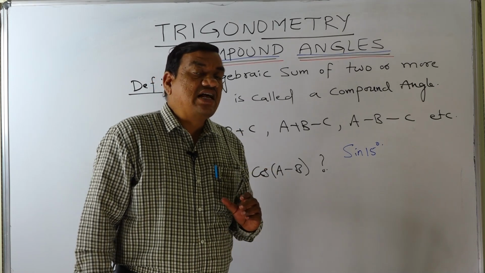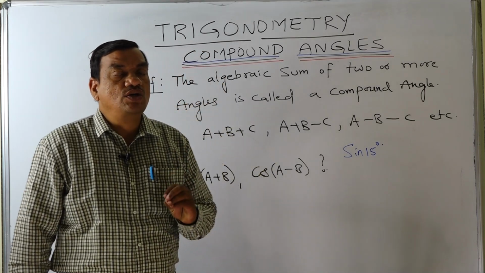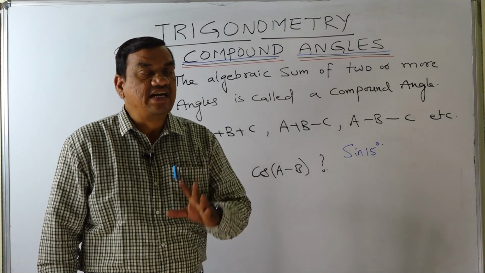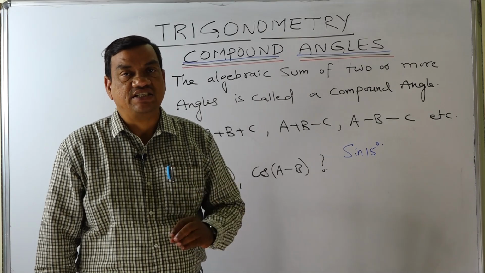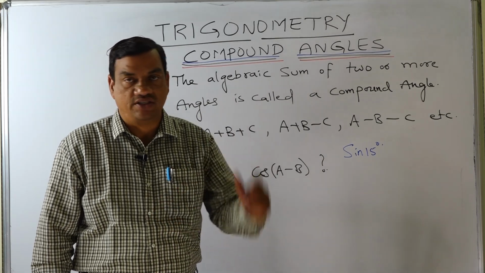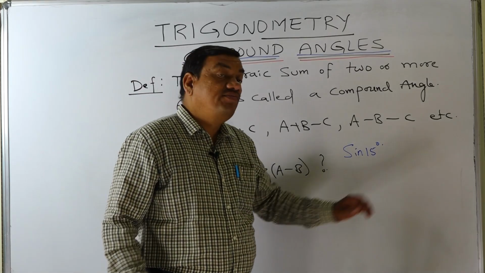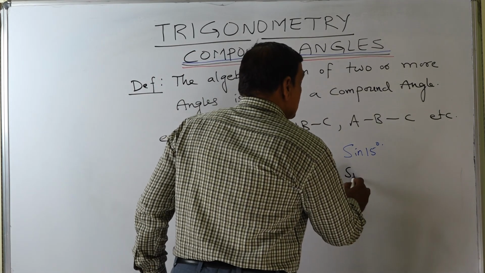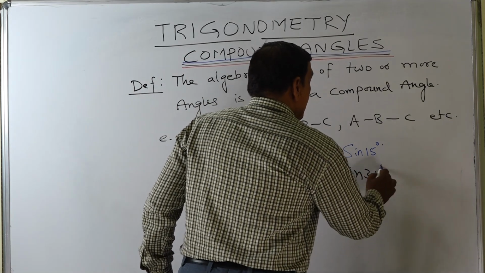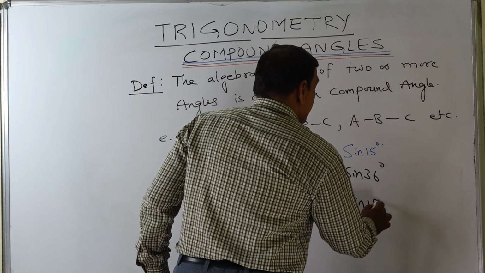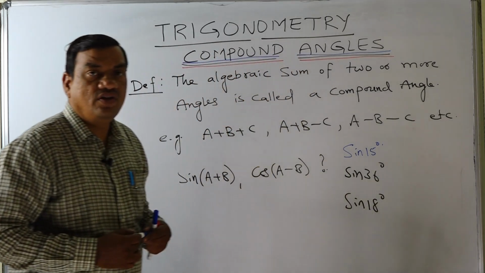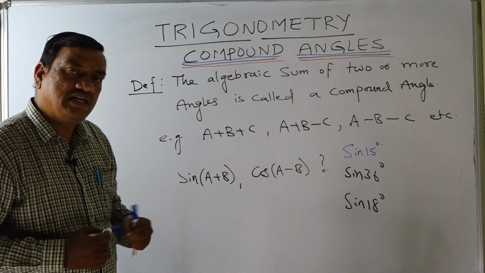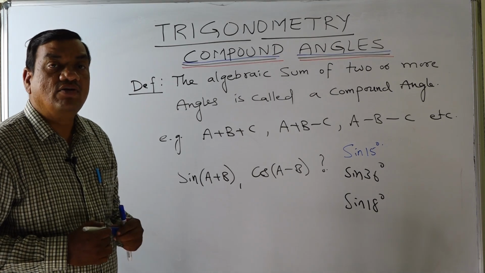In the previous classes, I explained the trigonometric values of sin 30, sin 45, sin 60, sin 90, sin 180, all those things. But what about the value of sin 15 degrees? What about sin 36 degrees? What about sin 18 degrees? Don't they have values? Yes, definitely they will have values.